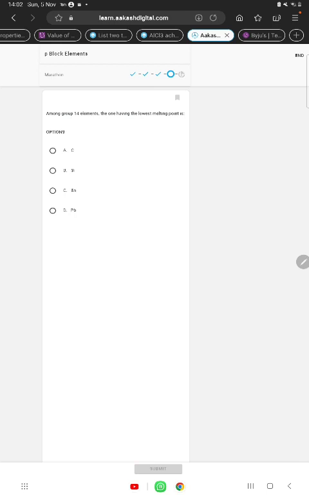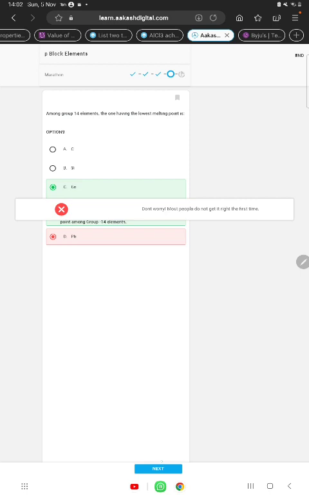Among group 14 elements, the one having the lowest melting point is Pb. Carbon has the highest melting point, while the lowest melting point among group 14 is Pb.